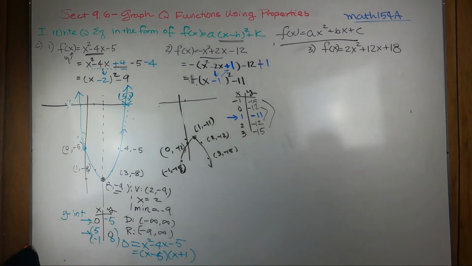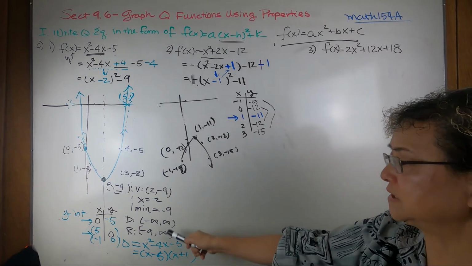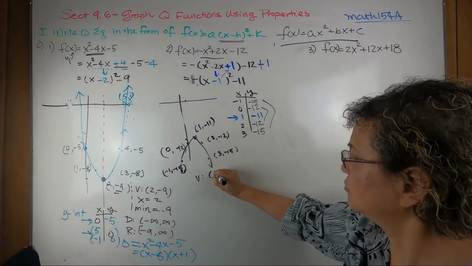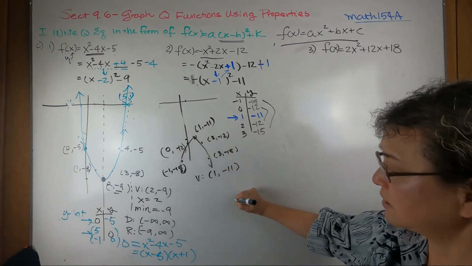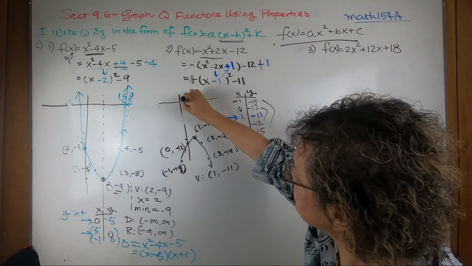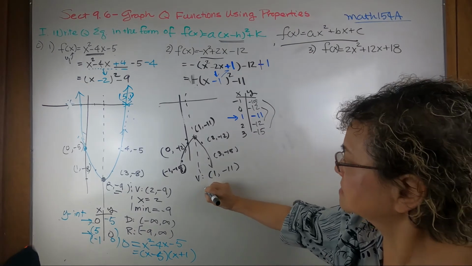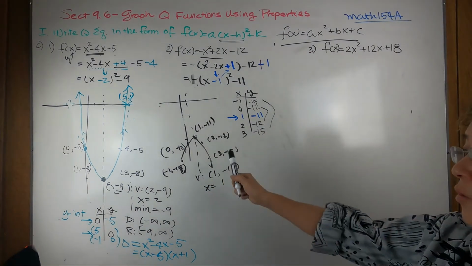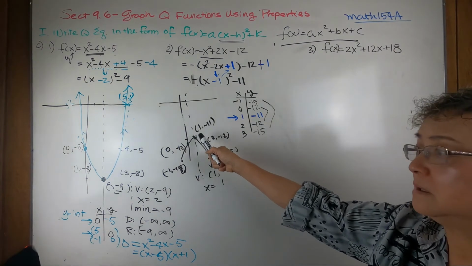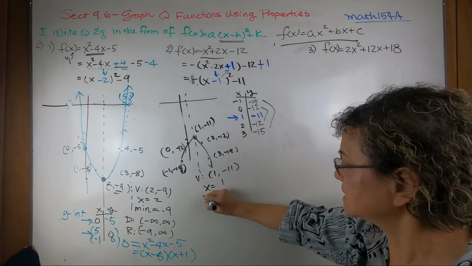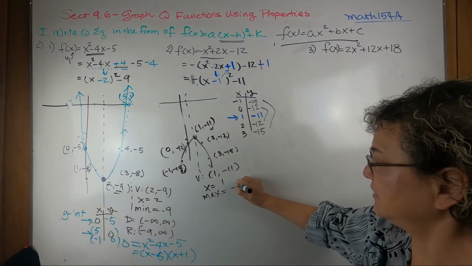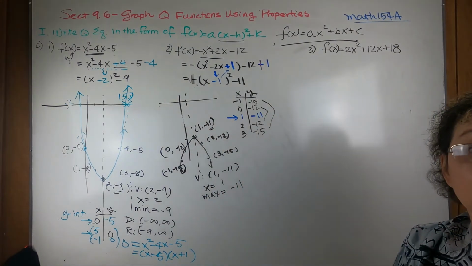Okay? Then we also answer those questions. Vertex. Where is the vertex? In the middle one, 1 and negative 11, right? Then what is the line of symmetry? So that would be x equals 1, right? So for this one, we have minimum or maximum. So that's a maximum equals this guy, negative 11, right?